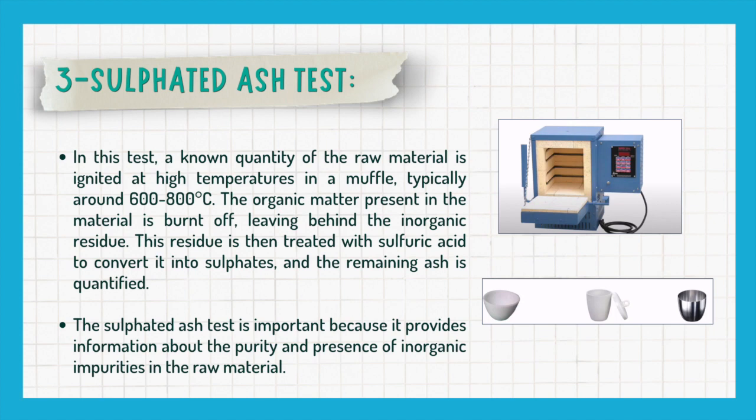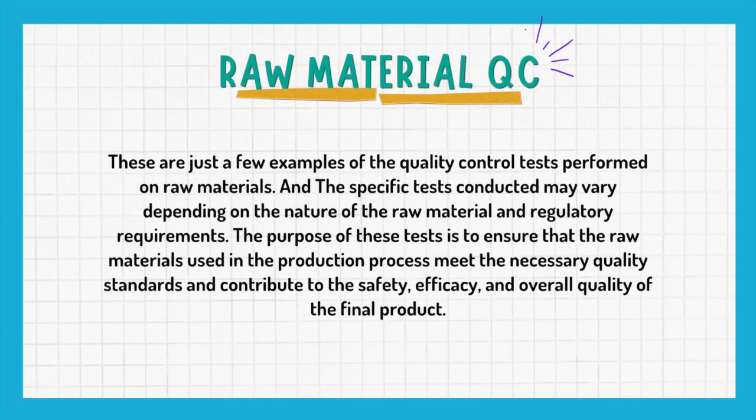The organic matter present in the material is burnt off, leaving behind the inorganic residue. This residue is then treated with sulfuric acid to convert it into sulfates, and the remaining ash is quantified. The sulfated ash test is important because it provides information about the purity and presence of inorganic impurities in the raw material.